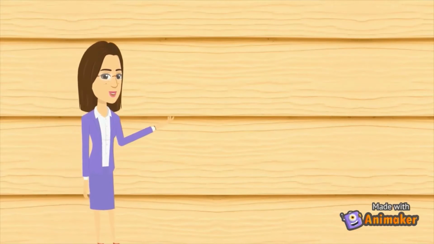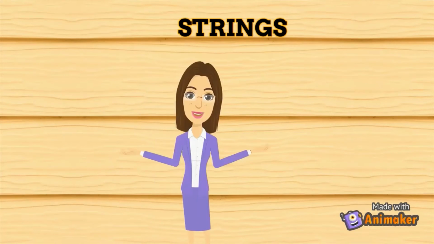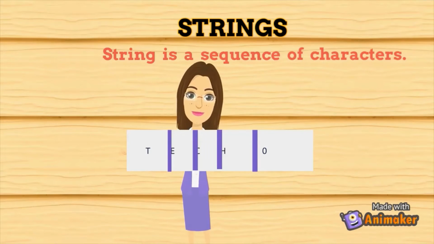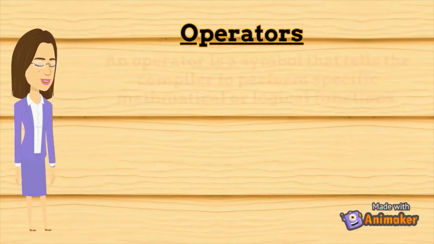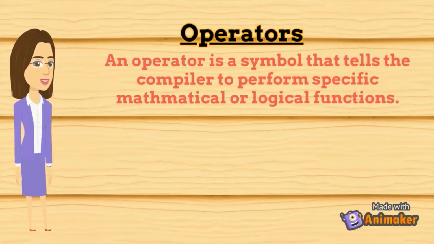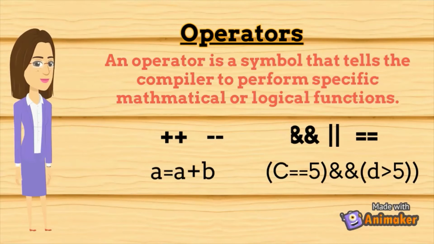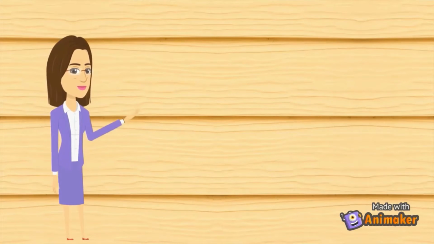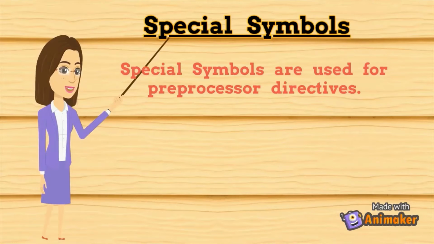Next is strings. String is nothing but sequence of characters. Next we have operators. An operator is a symbol that tells the compiler to perform specific mathematical or logical functions. Last we have some special symbols, which are used for preprocessor directives.